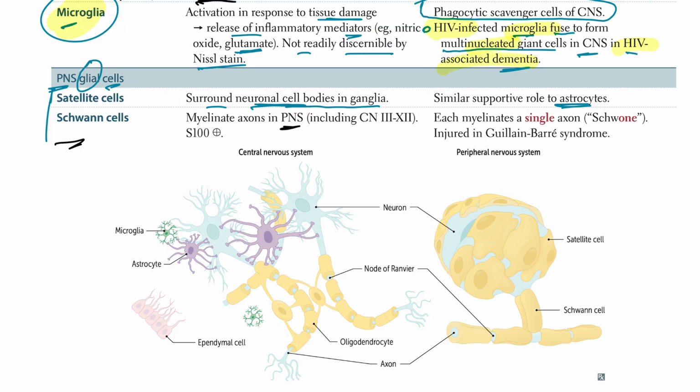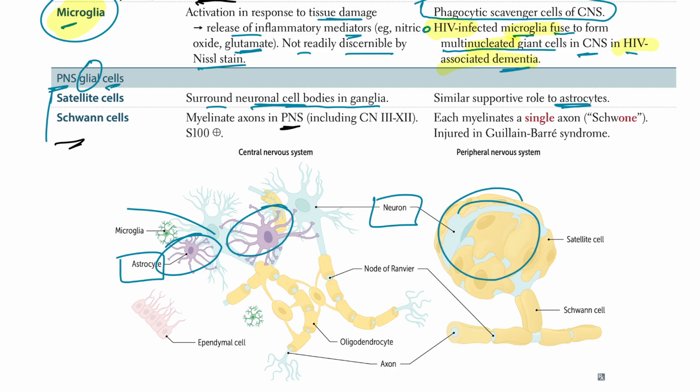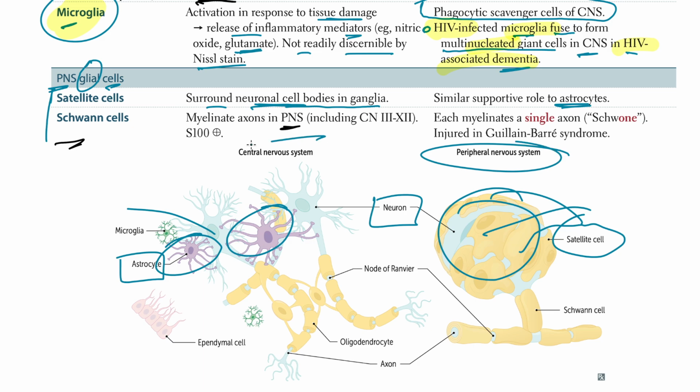Similarly, if you look here, this is an astrocyte, and this is the neuron, and the neuron is surrounded by astrocytes. So here again, the neuron is surrounded by these cells, which are satellite cells. But this is PNS and this is CNS. So they're called satellite cells. Just one thing, they surround the cell bodies in the ganglia. Simple. They have a similar supportive role as the astrocytes.